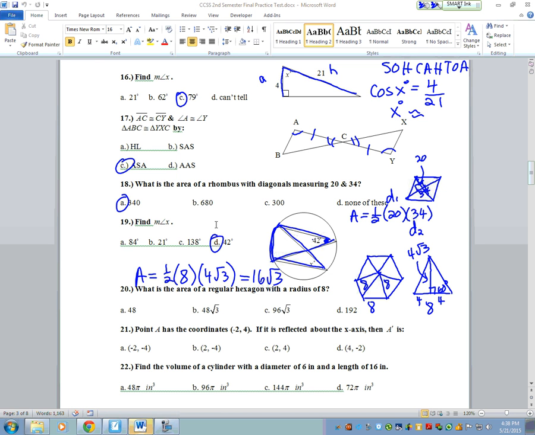So my total area, the area of my hexagon, let's draw a little hexagon here, is equal to 6 times the area of one of the triangles. So 6 times 16 root 3 gives me 96 root 3, that's right.